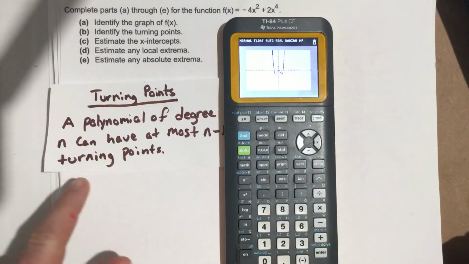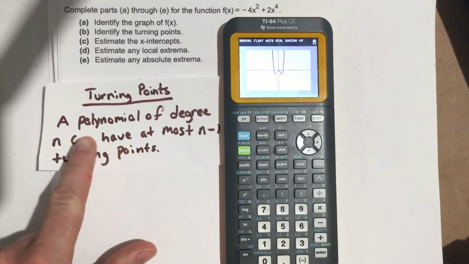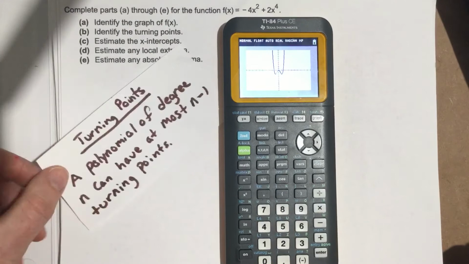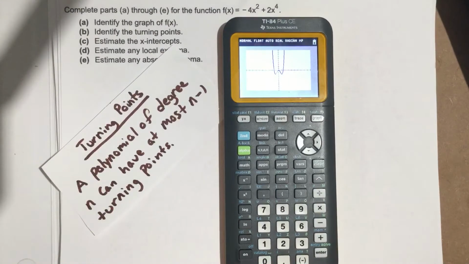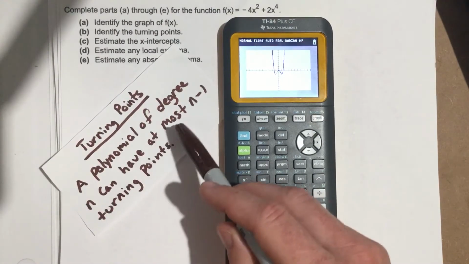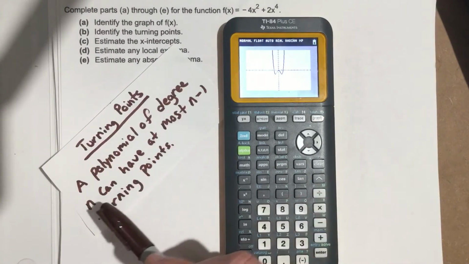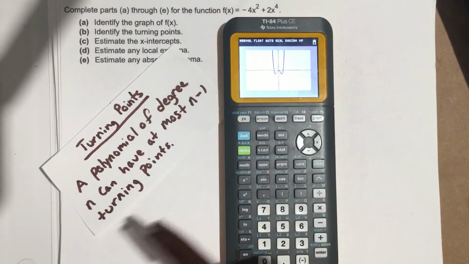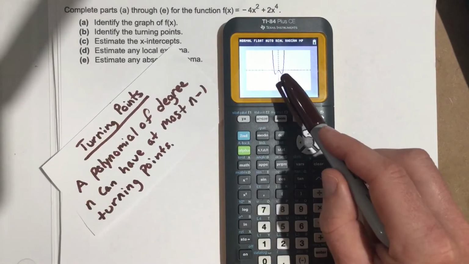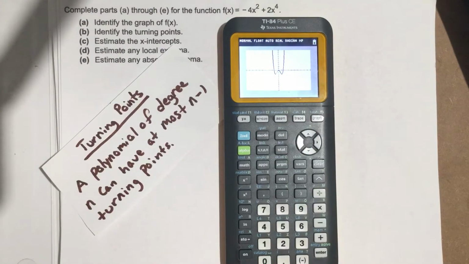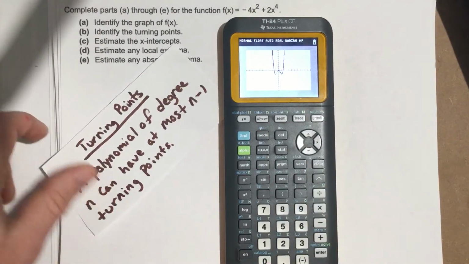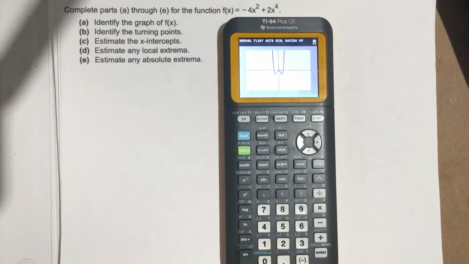it says a polynomial of degree n can have at most n minus 1 turning points. I'm going to turn that sideways so you can see that. A polynomial of degree n can have at most n minus 1 turning points. Well, degree 4 can have at most 4 minus 1, which is 3 turning points. You can see we have 1, 2, and 3 on that graph. So we know that this is showing the polynomial. So we don't have to change the window there.